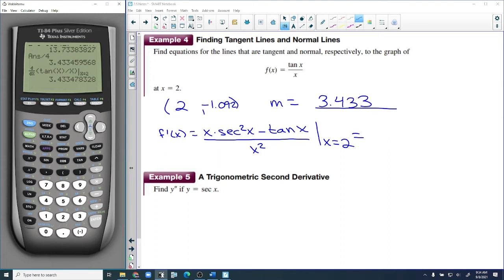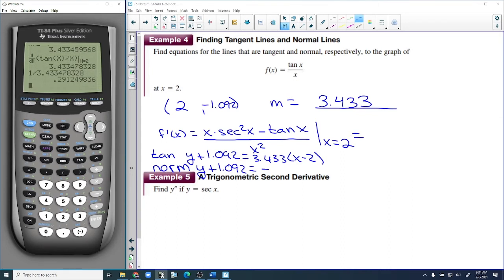The answer for the tangent line is y plus 1.092 is equal to 3.433 times x minus 2. The normal line has an opposite reciprocal slope, so y plus 1.092 is equal to negative. I'll take 1 divided by this number. So it's 0.291, but it's negative. 0.291 times x minus 2. So opposite reciprocal.